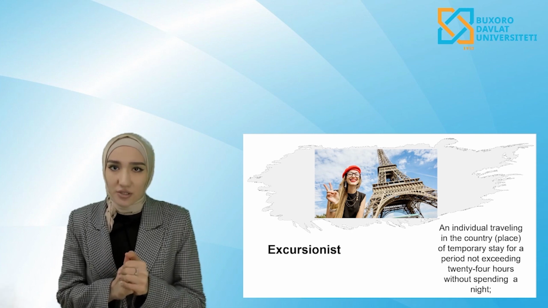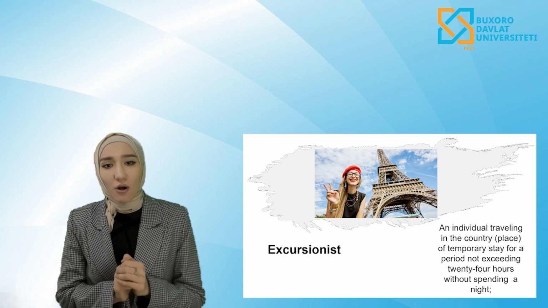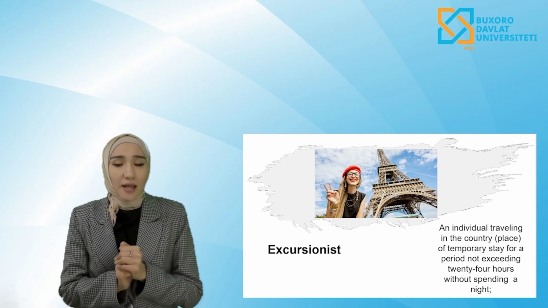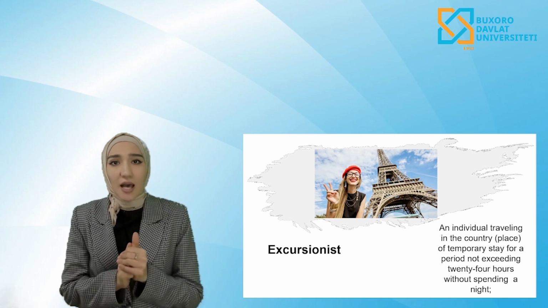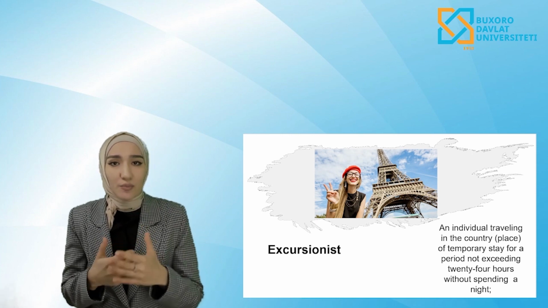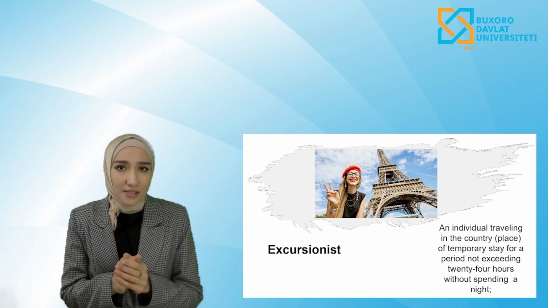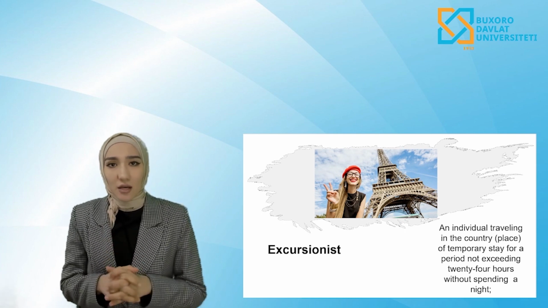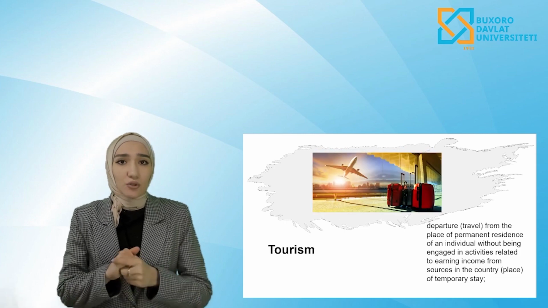Who is an excursionist? He is an individual traveling in the country of temporary stay for the period not exceeding 24 hours. It means a person who wants to be an excursionist should spend only 1 day without staying at the country of temporary stay. And the next term is tourism.